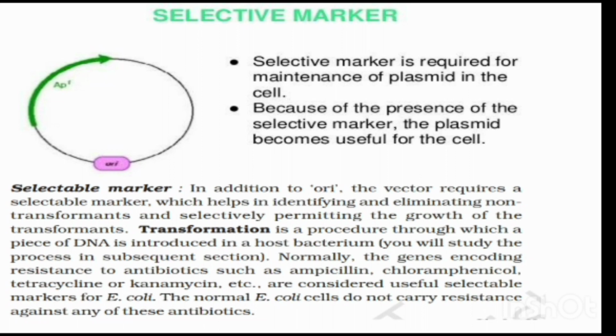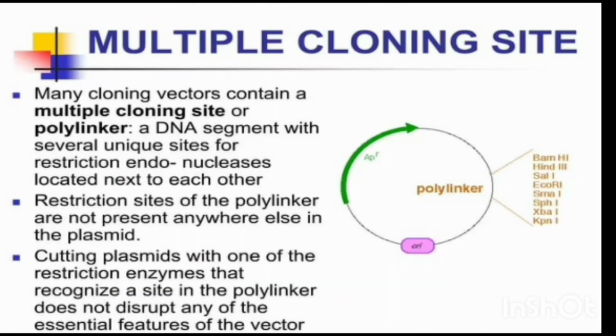Transformation is the procedure through which a piece of DNA is introduced into a host bacterium. Normally, genes encoding resistance to antibiotics such as ampicillin, chloramphenicol, tetracycline, or kanamycin are useful as selective markers for E. coli. Normal E. coli do not carry resistance against any of these antibiotics.